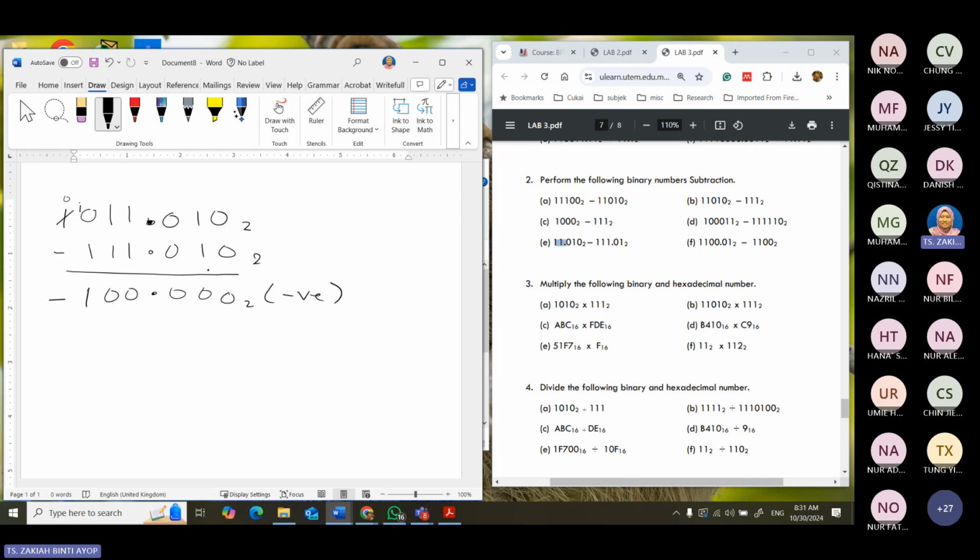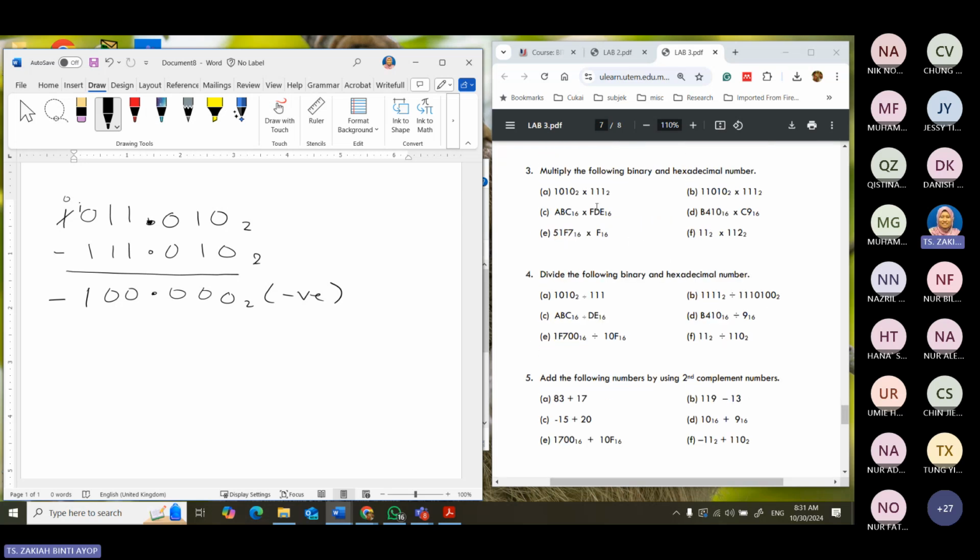Okay? And then now, for multiply and hexadecimal numbers, I want you to do all these questions. Please take note. Question F: 11 base 2 times 11 base 2.